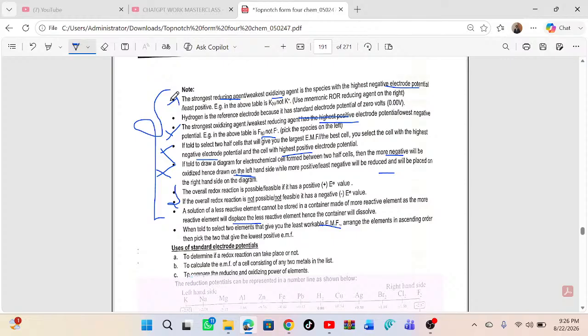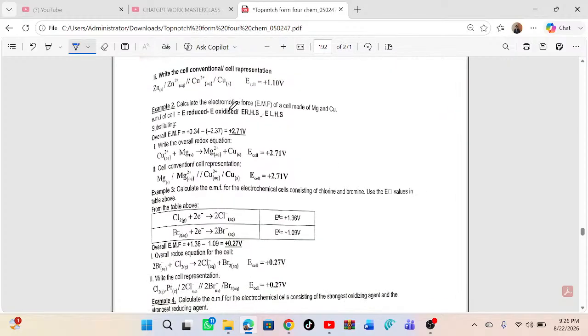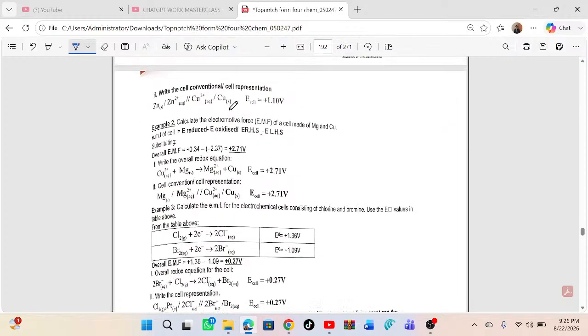Then ukiambiwa select the 2 half cell that will give you the largest EMF, you will take the highest positive and the highest negative. Number 3. Number 4, ukiambiwa uchore electrochemical cell, the highest negative or the more negative will be oxidized, hence will be drawn on the left. Just know that shika tu hiyo moja, the more negative inachorwa on the left, hiyo ingine itakuwa automatically on the right. So tunaweza fanya one quick example.